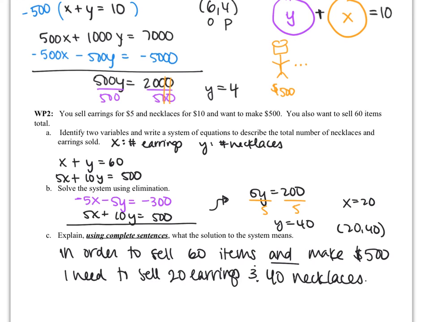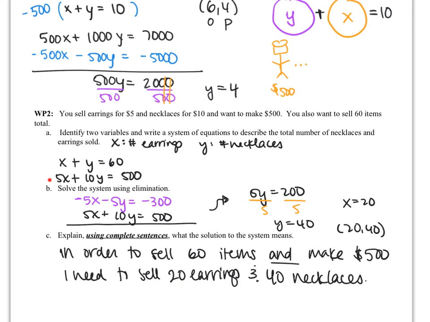What this means in complete sentences is that in order to sell 60 items and make $500, I need to sell 20 earrings and 40 necklaces. And if you think about it, there's a whole bunch of different ways you could sell 60 items. You could sell no earrings and 60 necklaces, or 60 earrings and no necklaces. You could sell 30 of each. You could sell 10 of one and 50 of the other, or vice versa. You could do this over and over, listing all the different ways that you could sell all these items.